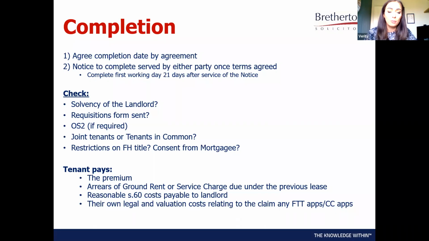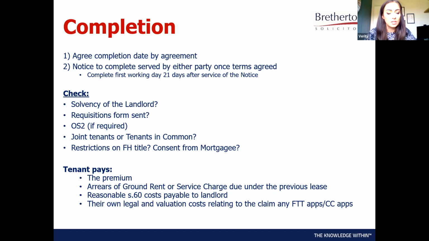As well, if you've got multiple owners, make sure you establish how they wish to own it, joint tenants, tenants in common, whether there's a trust deed in place. This will need to be recited within the body of the lease extension and obviously registered at the Land Registry. So we need to make sure that we know that.